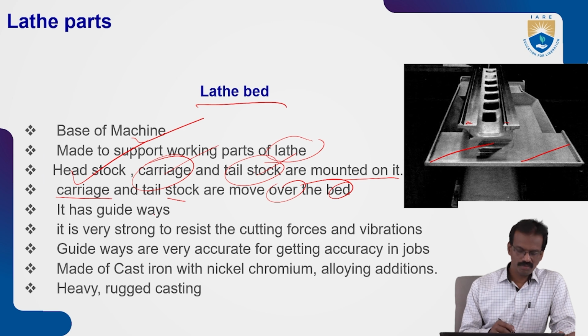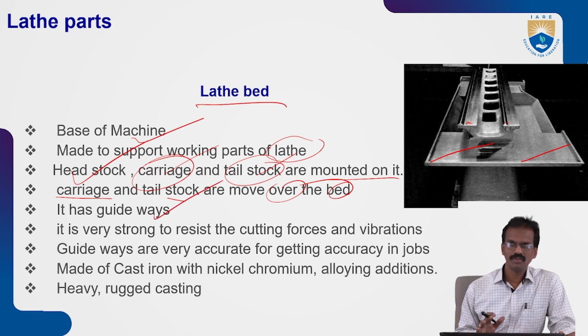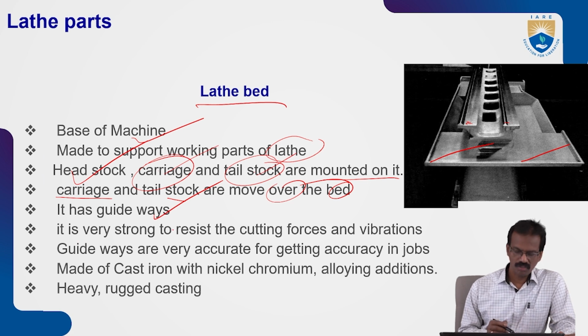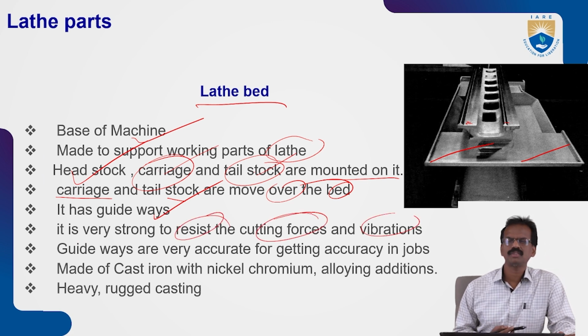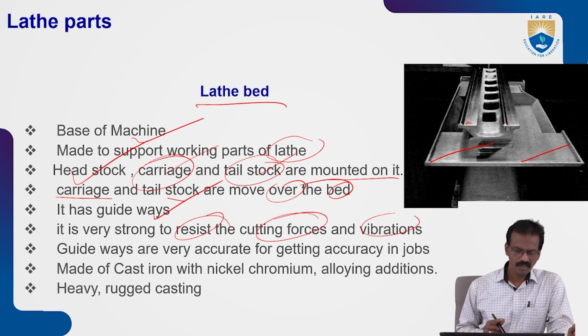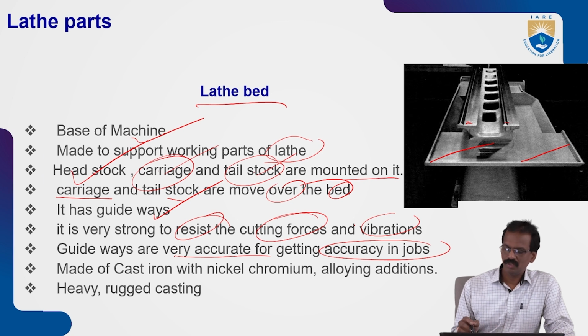It has guideways of very regular shape, very accurate to precision. Guideways are there because the accuracy is very important, and based upon that you will get good machining. The bed is very strong to resist the cutting forces and vibrations, because it absorbs all the vibrations which occur in the machining process. Guideways are very accurate for getting accuracy in jobs, so the guideway accuracy is mainly important.